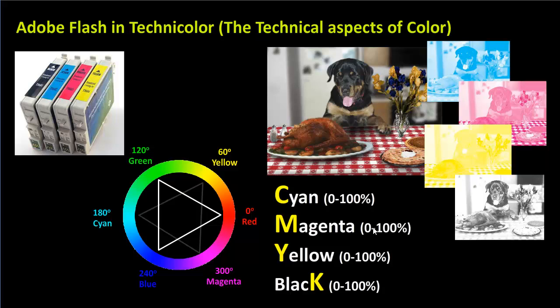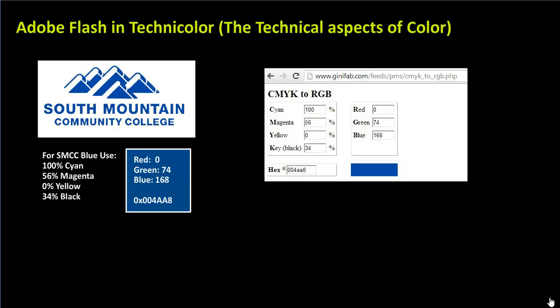We speak of this often as a 4-color printing process. So this image here of my dog, which is made up of millions of different colors, is actually printed with 4 different inks: cyan, magenta, yellow, and black. So when you're working with a client, they may give you the values for their colors as cyan, magenta, yellow, and black, rather than red, green, blue.